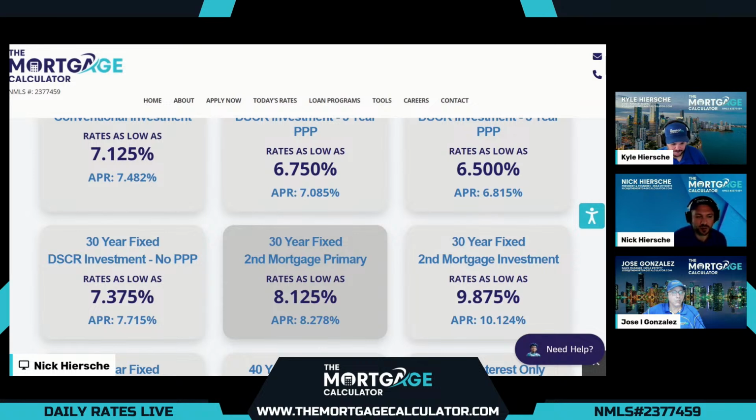So these are non-QM second mortgages. We can use bank statement options and similar. And for a primary home, we can get cash out for as little as 8.125 rate, final APR 8.278, and don't have to touch that first mortgage or do a HELOC with an adjustable rate.